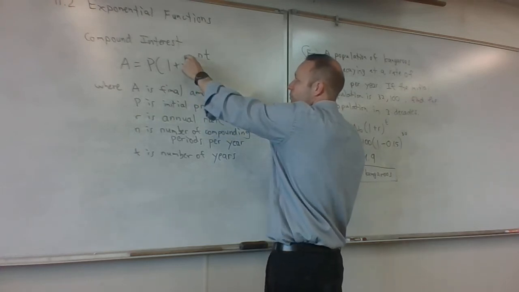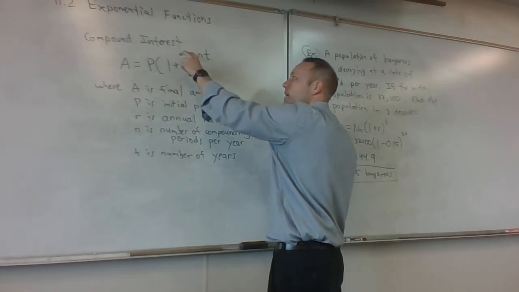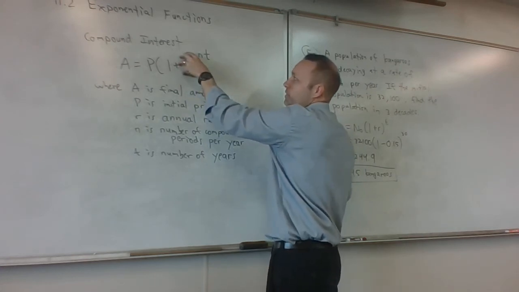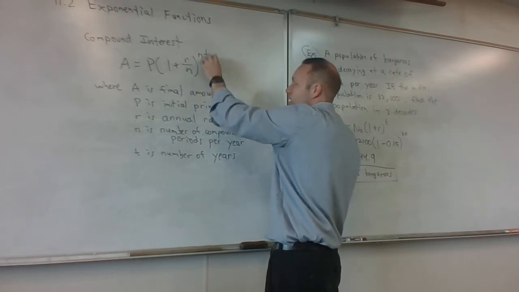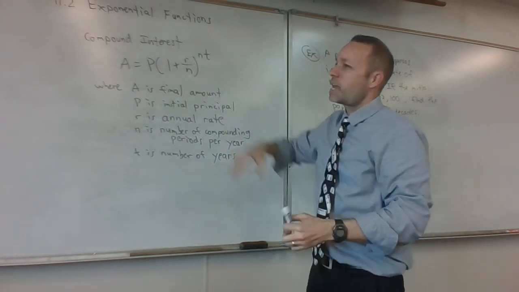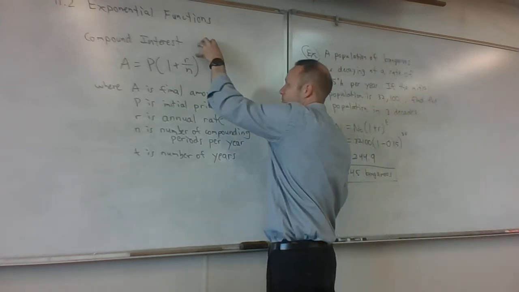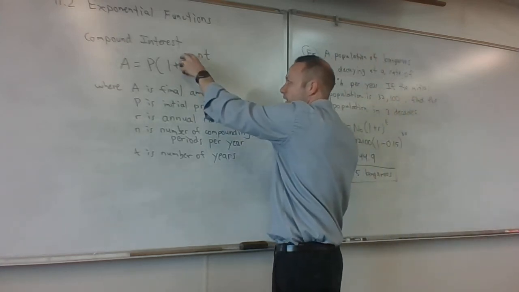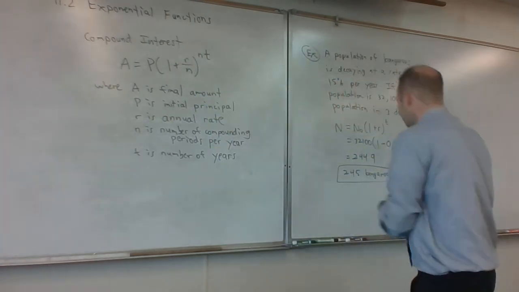And then the annual rate over 12 gives you the monthly rate. So this goes from annual to now monthly, and then this n times t gives you the number of months. So the formula is kind of doing a little bit of the work for you of making sure that the number of compounding periods is matching the rate, the time frame that the rate is based on. Okay? Let's do an example.